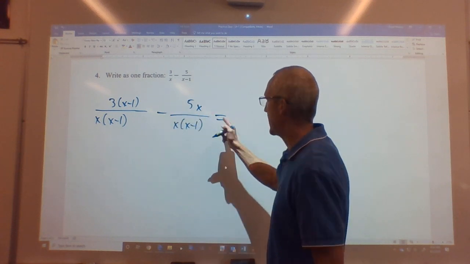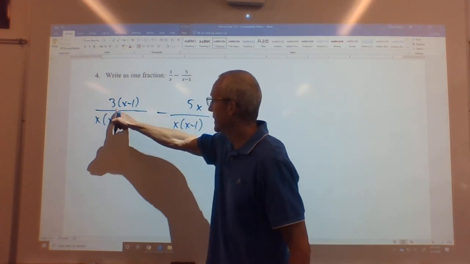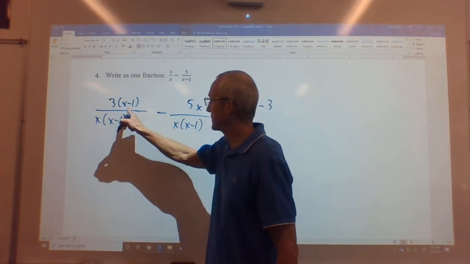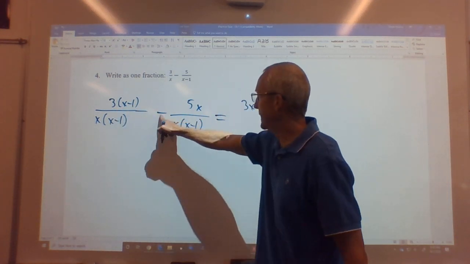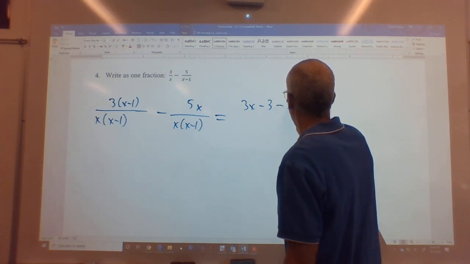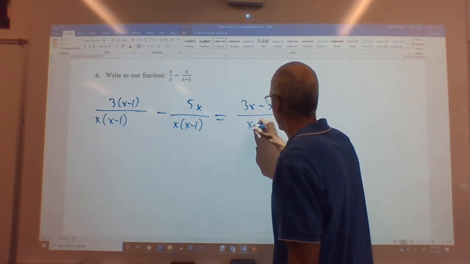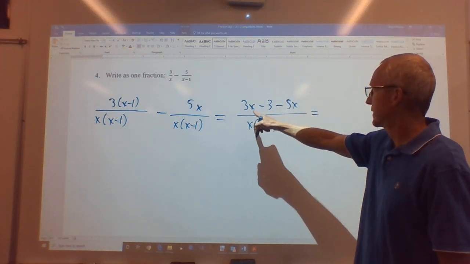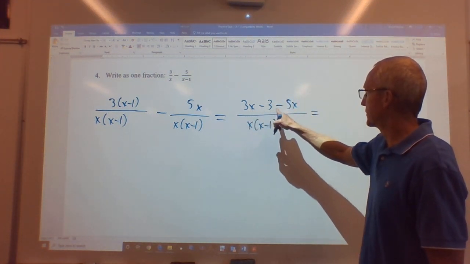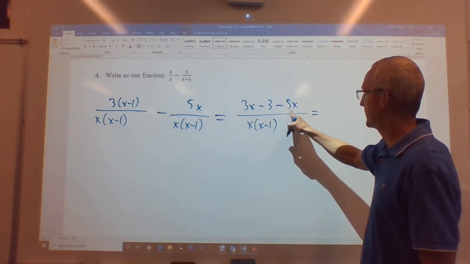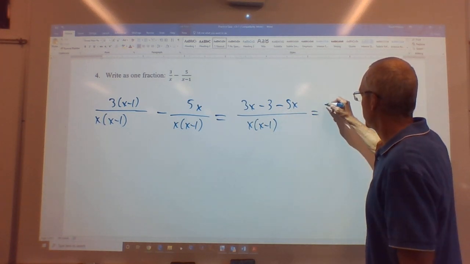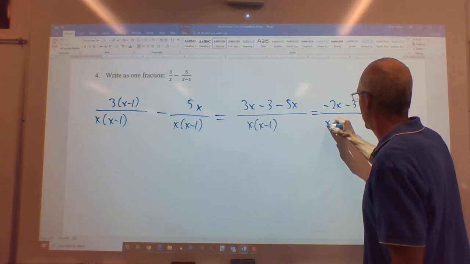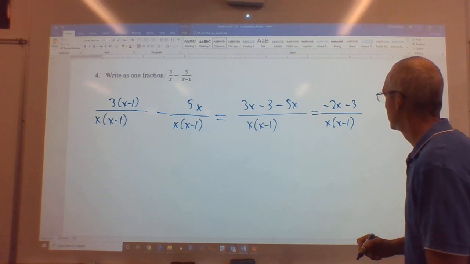But we have to simplify the top. So on the top, we have 3 times x minus 1, so 3x minus 3, right? 3 times minus 1 is minus 3. Minus 5x. Minus 5x over x times x minus 1. So that is 3x minus 3 minus 5x. Let's see, the minus 5x wins. So we have negative 2x minus 3 divided by x times x minus 1.